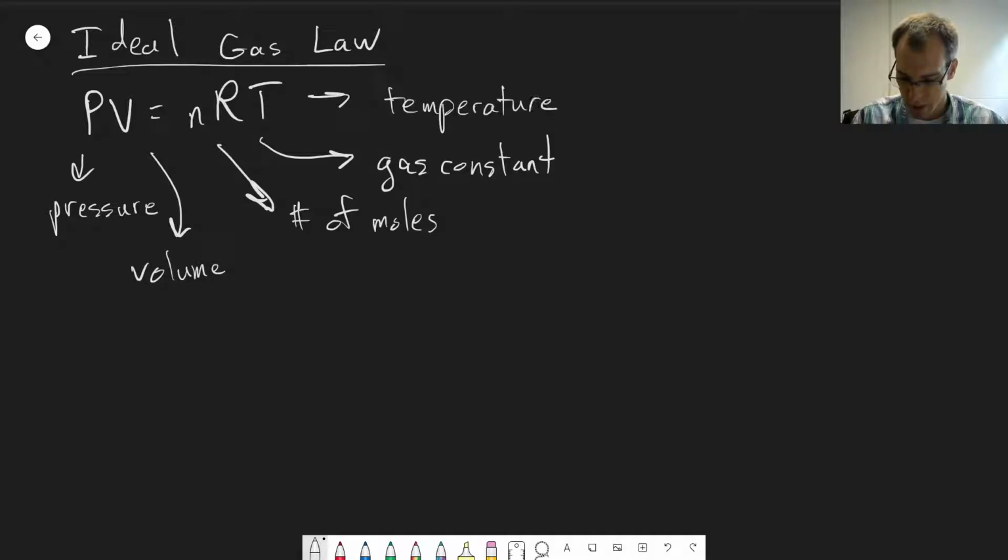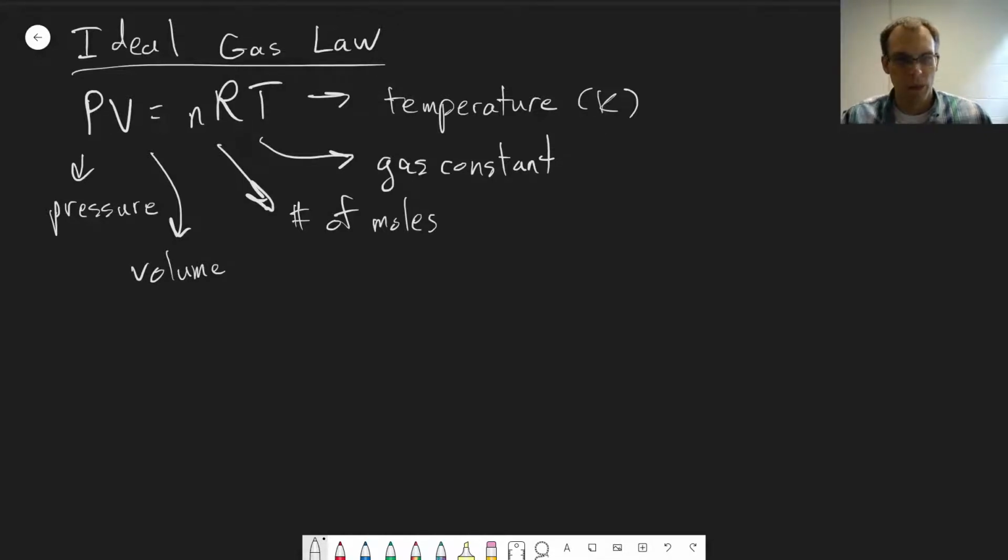And this temperature, unlike the rest of these, which are often, well, moles is in units of moles, but pressure, volume, and R can come in various units, but n is always in moles and T is always in Kelvin. We don't use Celsius in the ideal gas law.